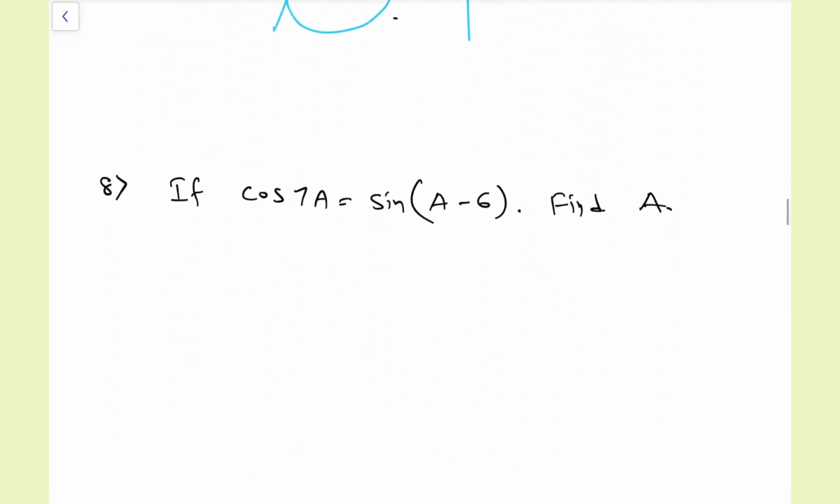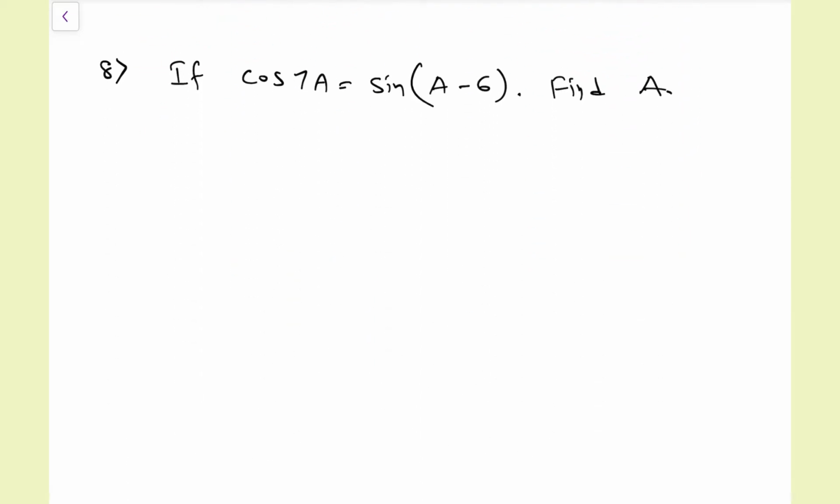Coming to the next question. If cos 7A equals sin of A minus 6, then find the A value. This is the topic related to complementary angles. Those formulas are sin of 90 minus theta, cos of 90 minus theta. So please, if you don't know those formulas, then read them. Every formula is there in the textbook.